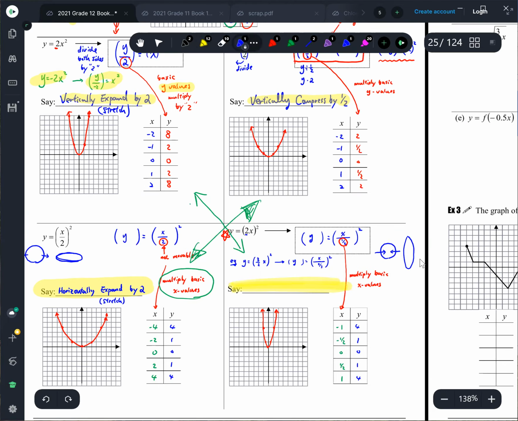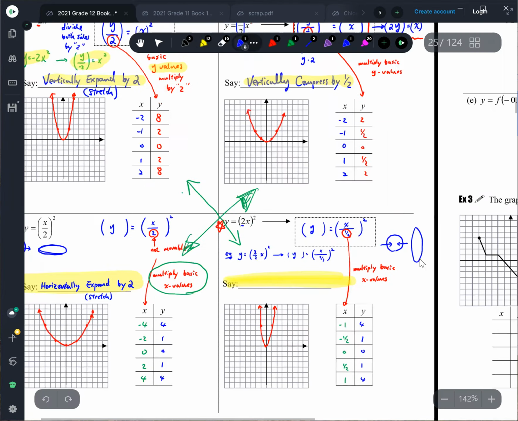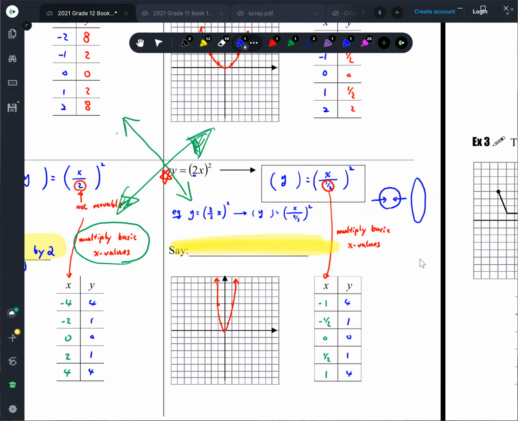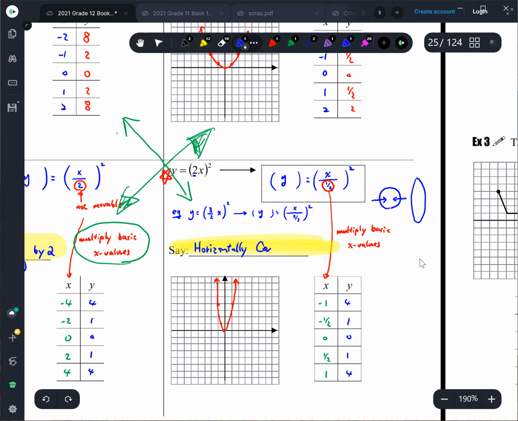So how do we say this one, Susan? Horizontally compressed by half. Yeah, horizontally, very good. Okay, I know it's compressed because it makes the number smaller, right? When you times it by 2, it gets it bigger, right? So expand. Times it by half, it gets smaller. Just compress by half.